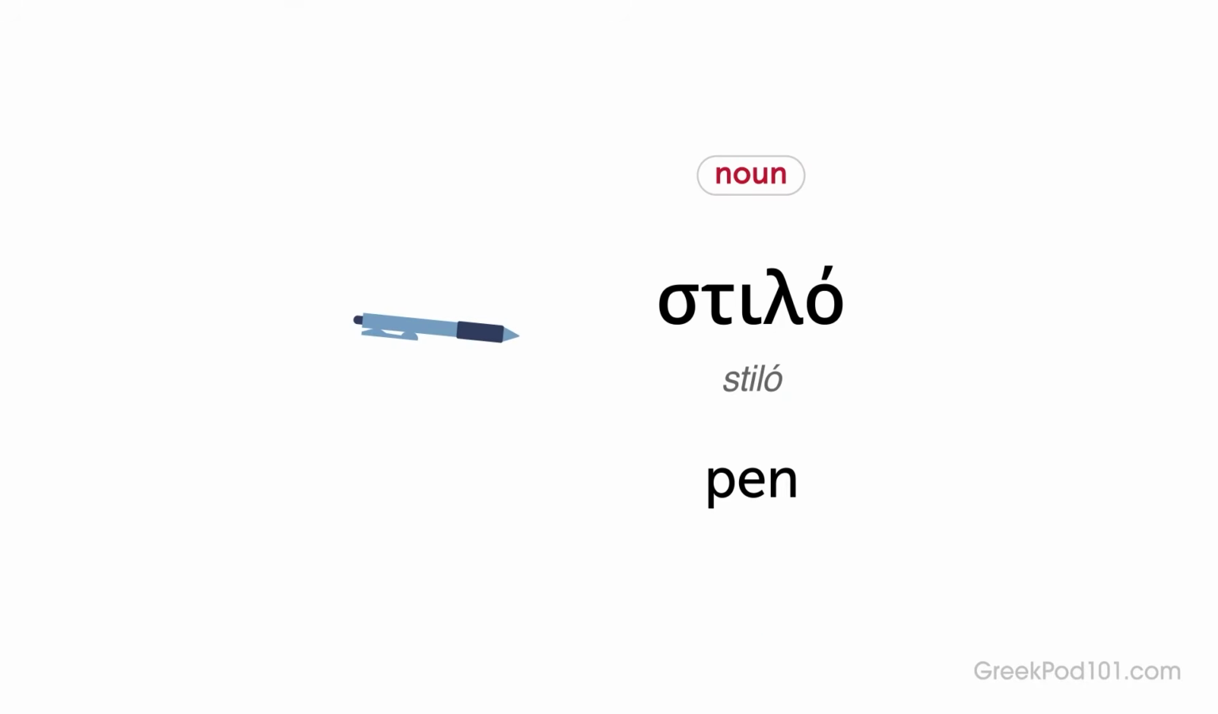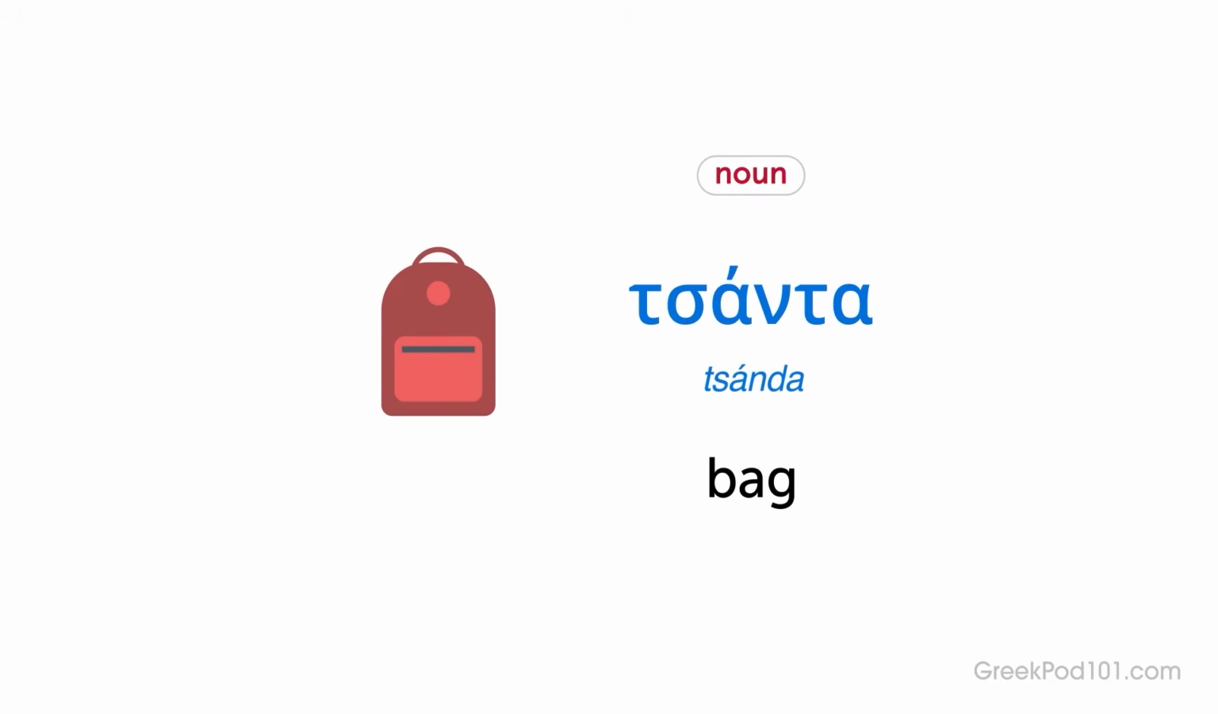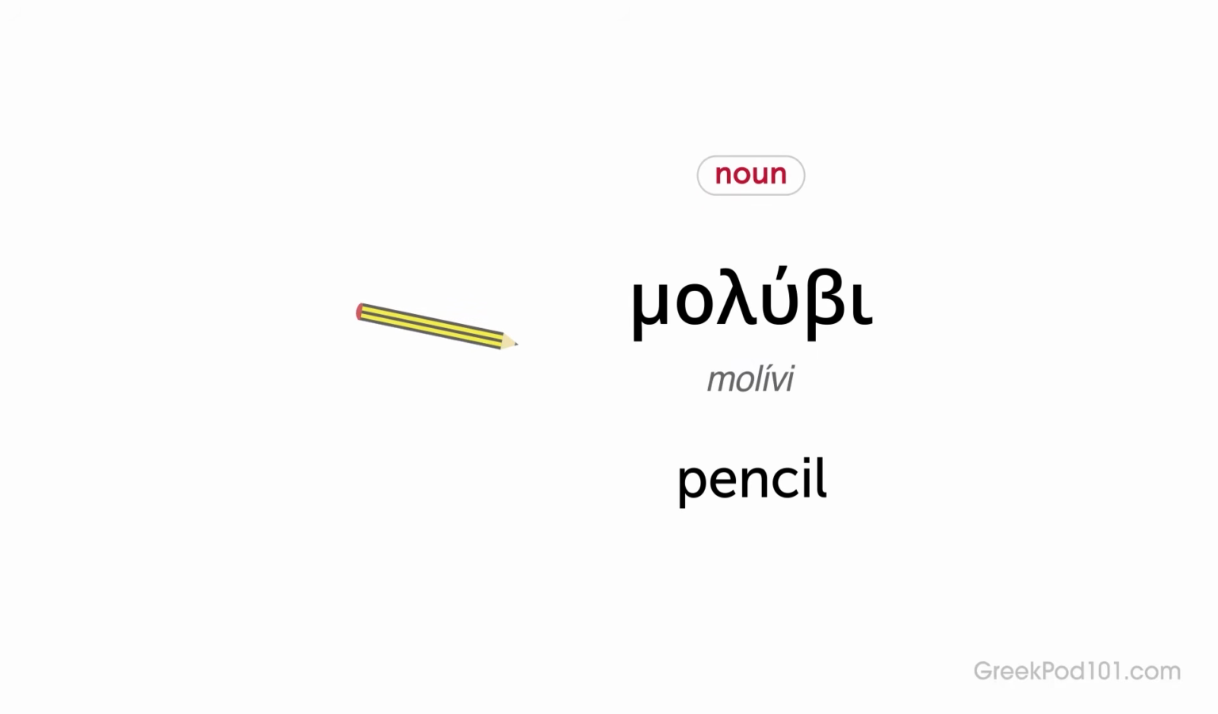Let's review the new words. Στυλό, pen. Τσάντα, bag. Μολύβι, pencil.